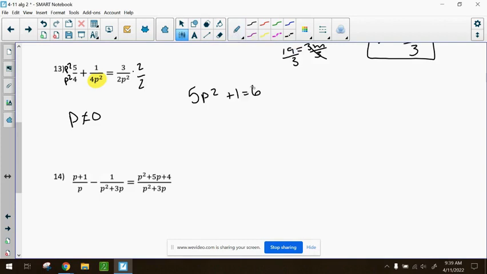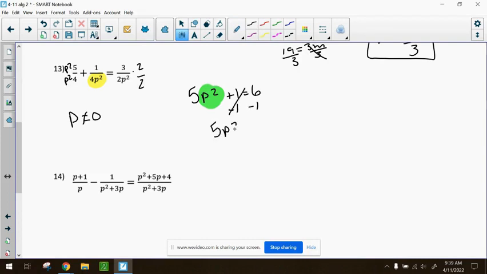Because I don't have a regular p term and I just have p squared, I'm going to be solving it by square roots. Now, this is not going to be assessed on your test, but it's a good method of solving to review, especially before SAT comes on Wednesday. So to get p by itself, I'm going to subtract 1.